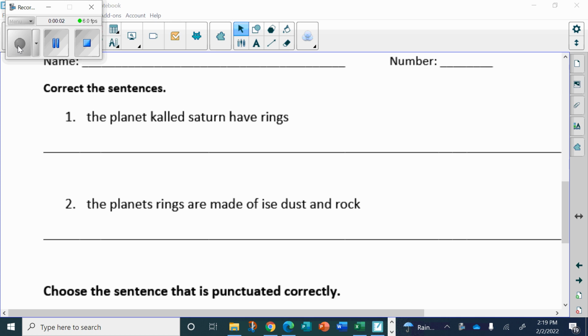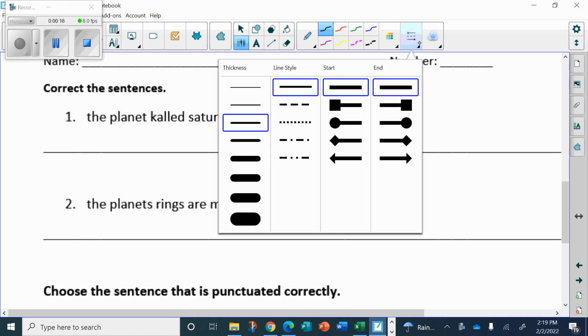Okay, let's get ready to do our DLR for the day. The first sentence is, the planet called Saturn have rings. Well, we can hear that doesn't sound right, but let's start from the beginning. Okay, let me get my pen set.